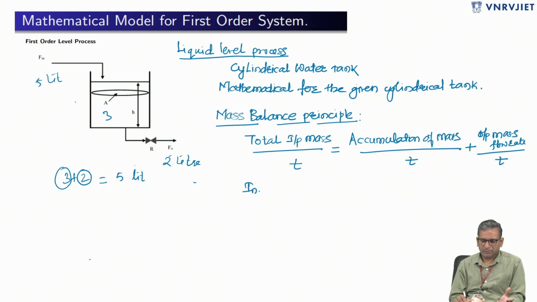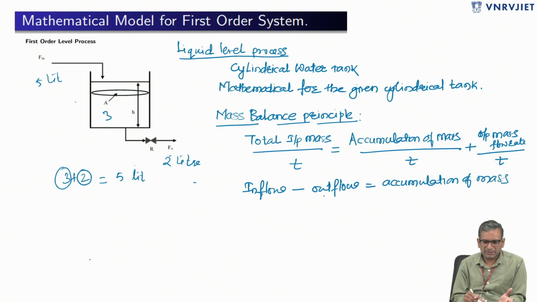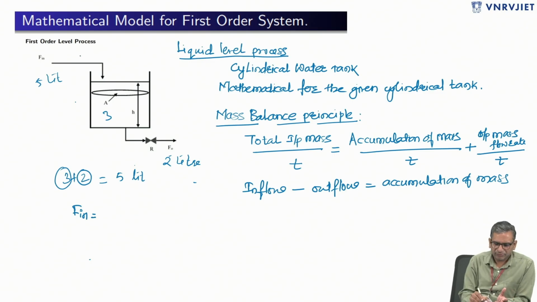So in a simple way, we can say input flow, or inflow, minus, if we rewrite the equation, outflow is equal to accumulation of mass. Here accumulation of mass is nothing but how much water is stored in the tank. Inflow, let's say in this particular case, F in, is the input flow coming into the tank. Here I will show on the diagram F in. The water which is going out from the tank, we are showing here as the outflow, and I will represent it with F naught.